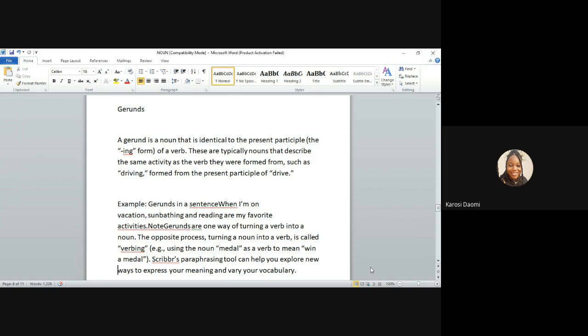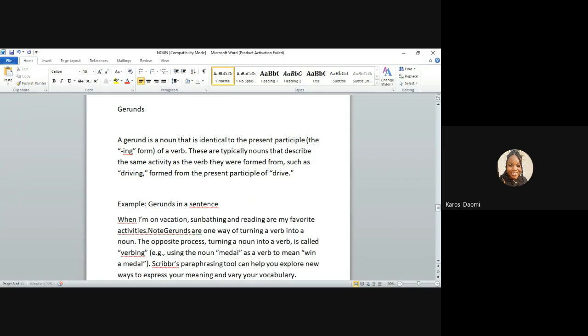So simply put, gerunds are formed when you add ing to a particular verb and it becomes a noun. So a gerund is a noun that is identical to the present participle, that is the ing form of a verb.